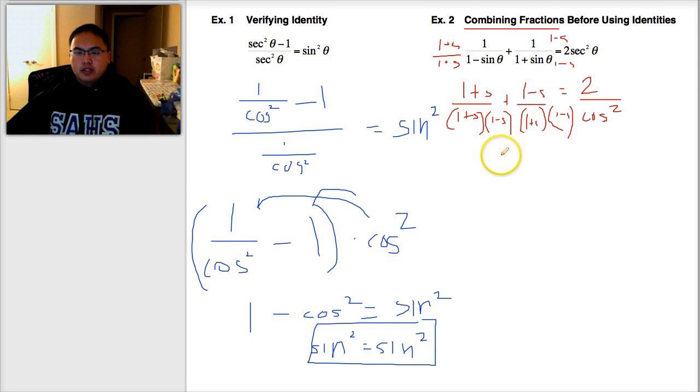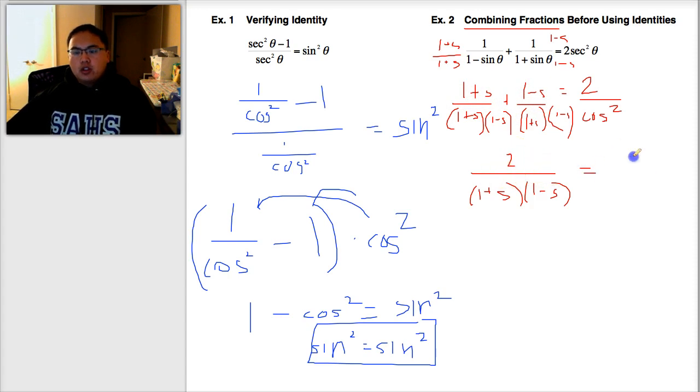So I will get 2. And on the bottom, 1 plus sign, 1 minus sign. So somebody's saying, man, how'd you get that 2? Remember, when I add across, 1 plus s plus 1 minus s, my s's will cancel and 1 plus 1 is 2.